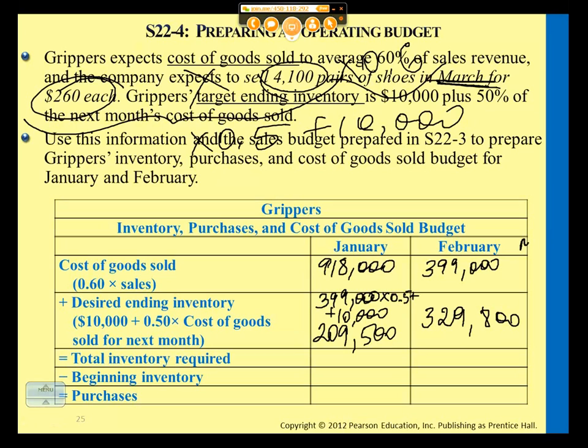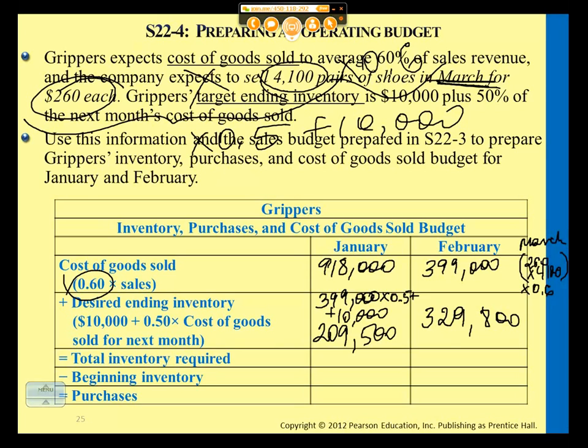So you make this column as well for March, right? And we know that it's 0.6, so we take 260, we multiply it by 4,100, right? Then this will be multiplied by 0.6, right? Because it says here. Is this clear how we get the cost of goods sold? And then the next step, we'll use this number to calculate the desired ending inventory. Does it make sense? Okay, so let's do the next one.